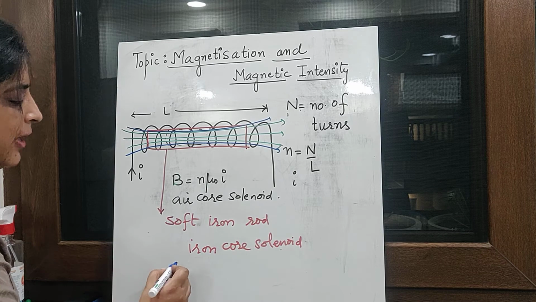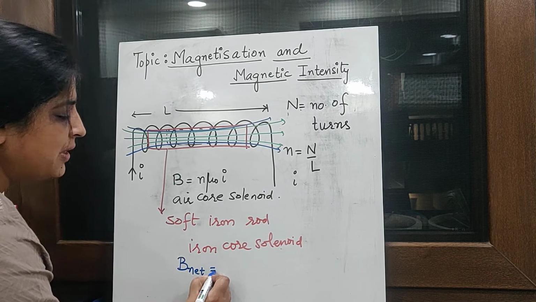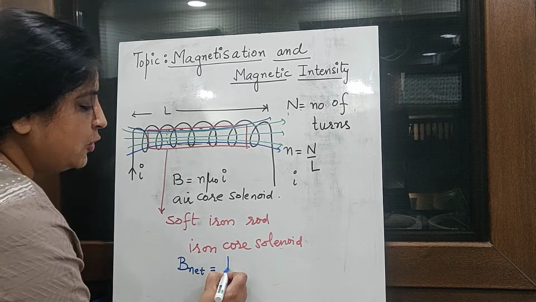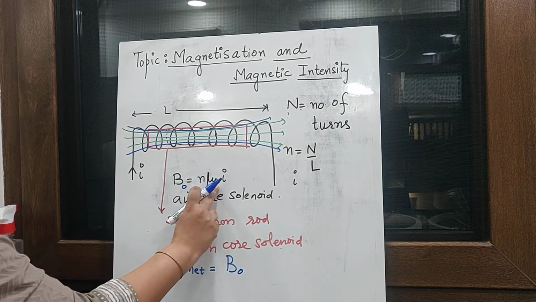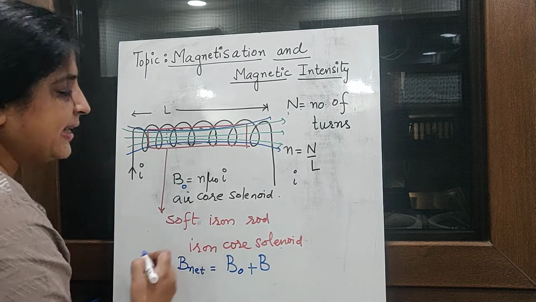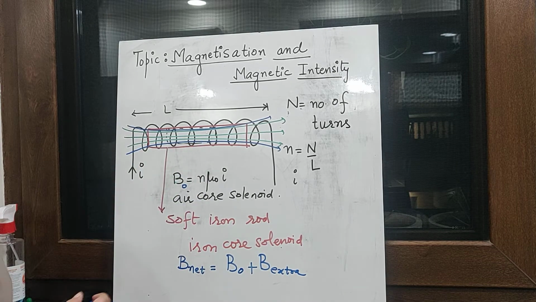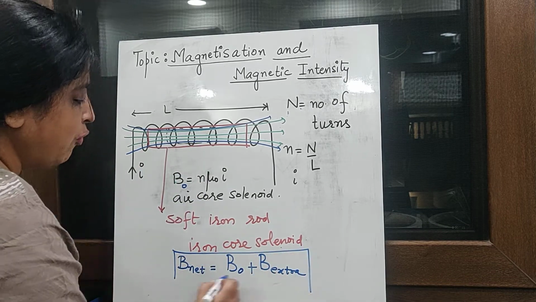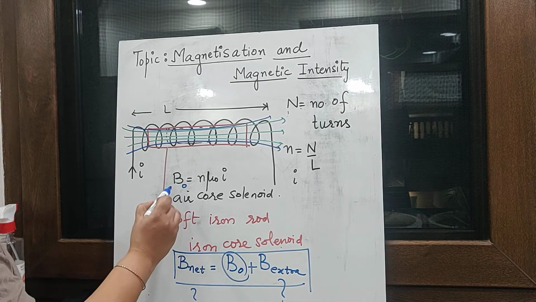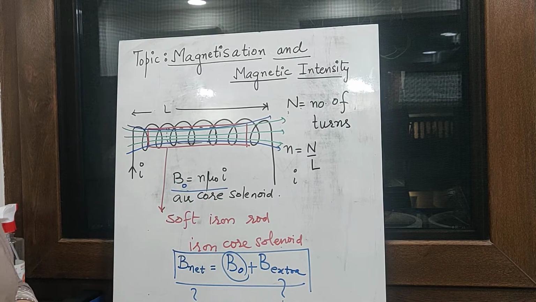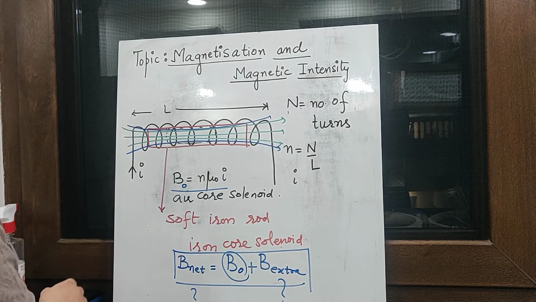And therefore, we will write down the expression as B net has increased, and how much is it equal to? It is equal to B naught, that is the magnetic field when there was air inside it, plus B extra, the extra magnetic field due to the presence of the core. So this is the final expression, and we want to find out how much is B net and how much is this B extra. We already know how much is B naught. It is n mu naught I. So I am just erasing this, and we will now understand how to find out B extra.